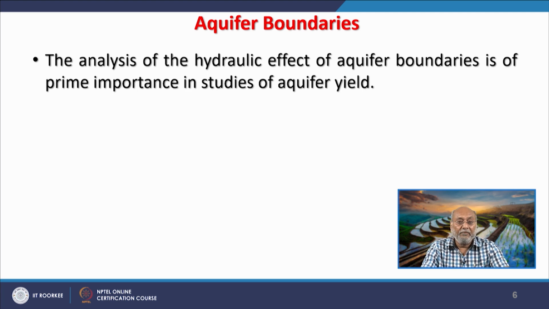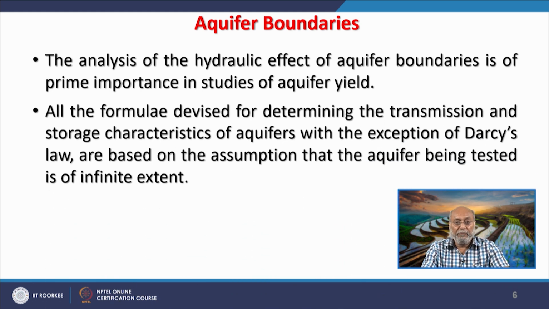Anyway, so these aquifer boundaries, our purpose is to see the hydraulic effect of such boundaries, and in what way it is affecting our aquifer yield, how much water we can withdraw, and how the shape of the cone of depression will take place. So, all these equations, especially Darcy law and Theis and others, are devised to determine the transmission and storage characteristics of aquifer. With the exception of Darcy law, they are based on the assumption that the aquifer being tested is of infinite extent, and we have just discussed that aquifers are not infinite, they are finite. So, we have to think in that direction, so that better estimations about groundwater and groundwater exploitation can take place.